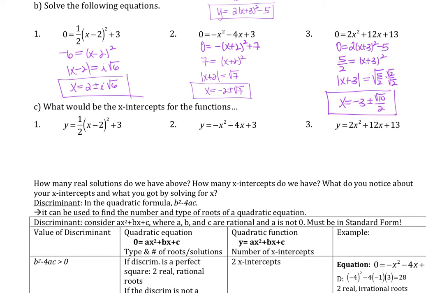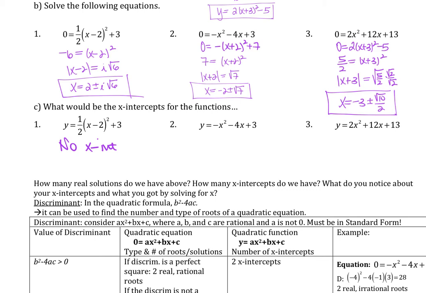Now we're going to start relating these to x-intercepts. So this was an equation, so these were solutions here for my equation. But if I had a graph of a function, what would be my x-intercepts? So here, for this one, we end up with imaginary solutions, so we don't get any real solutions to graph, which would create my x-intercepts. So we have no x-intercepts for this one.